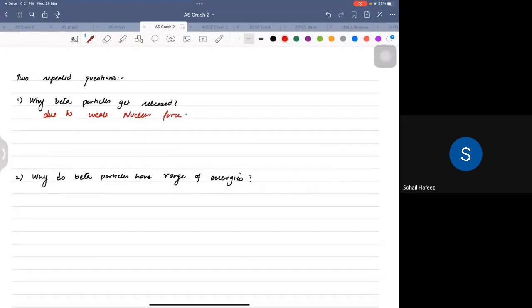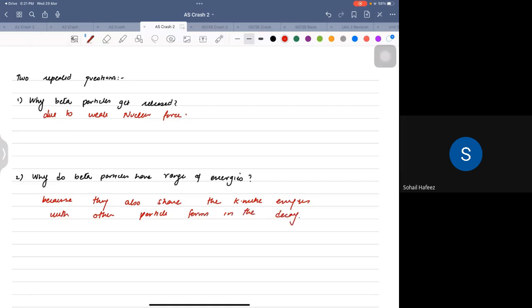Why do beta particles have a range of energies? Because they also share their kinetic energies with other particles formed in the decay. So you guys need to remember that as well, all right?